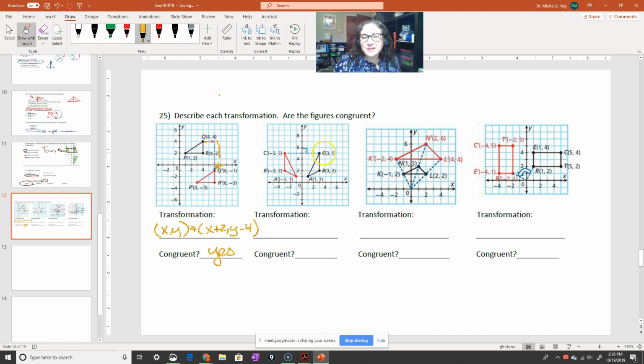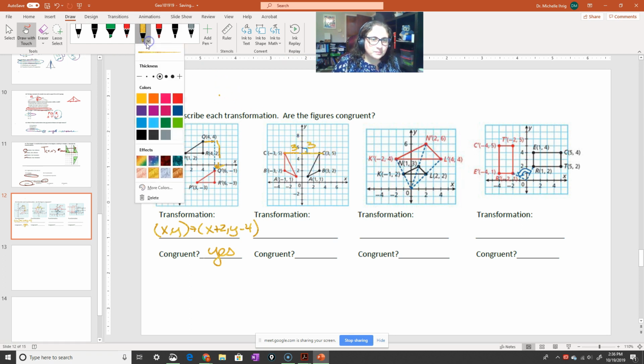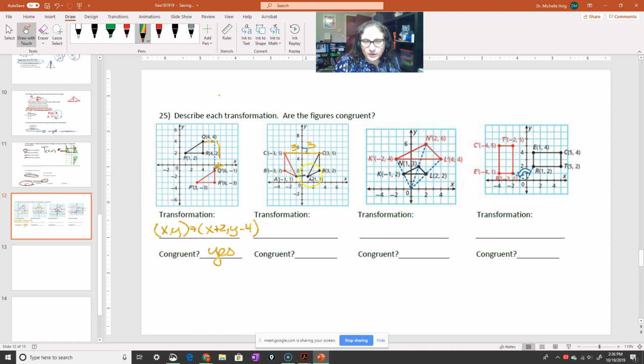Here, they show me the perpendicular because anytime you do a reflection, you need to reflect on perpendiculars. Here, I notice it goes 3. Here's my 3. I don't like this color. Here, I've got 1, 1. Here, I've got 3, 3. So I know it's a reflection. It's a reflection on the y-axis. So reflection, y-axis. Is it congruent? Yes, it's congruent because it's a reflection.